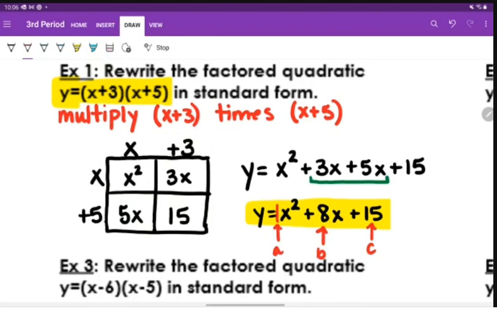So you can see how going through this work, which usually doesn't take that long, can actually get you into your standard form where you can very quickly identify your A, your B, and your C. And then you can use that to find your y-intercept, your vertex, whatever you need.